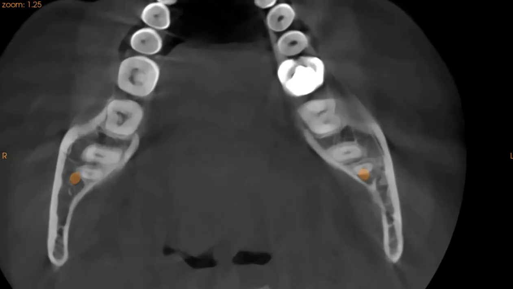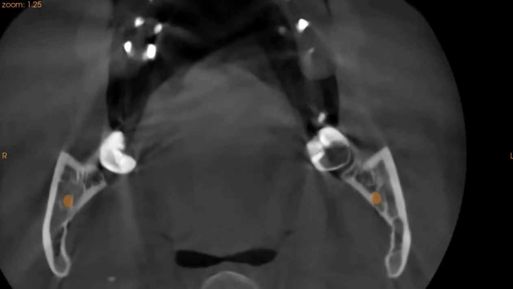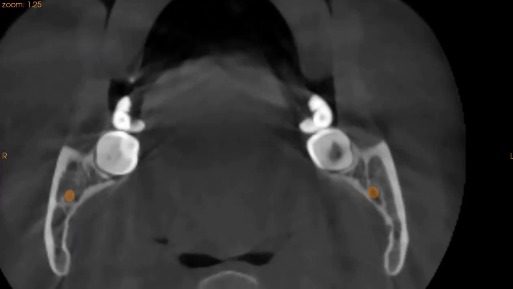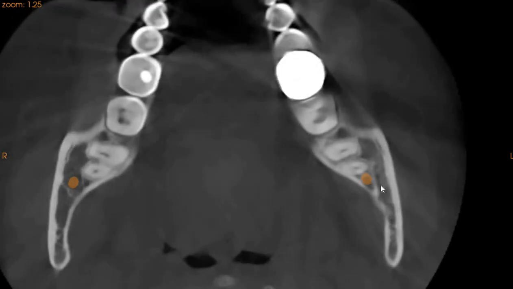I'm going to zoom in, and now we can show you if we are moving down from, this is the crown structure, this is the crown, this is the wisdom tooth there. As we are moving down, we can see that because of the angulation, now at the root level we can see the inferior alveolar canal right there.